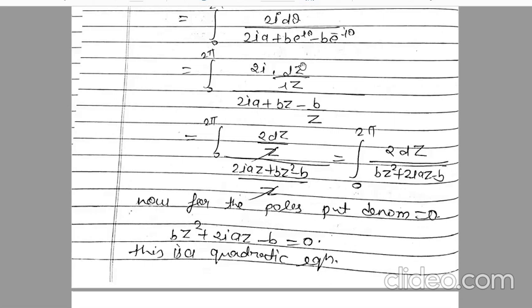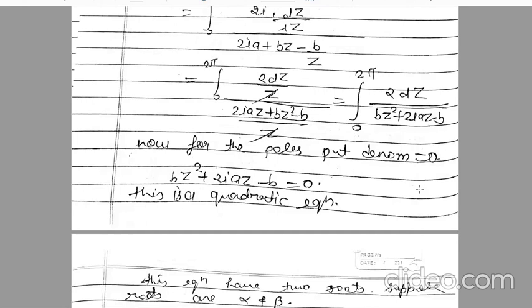So dθ is equal to dz upon iz. e^(iθ) you will write as z, and e^(-iθ) you will write as 1 by z. Now just solve this, so z cancels out, and you will get your final integral, this one.